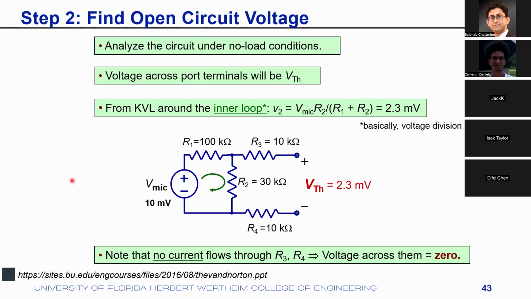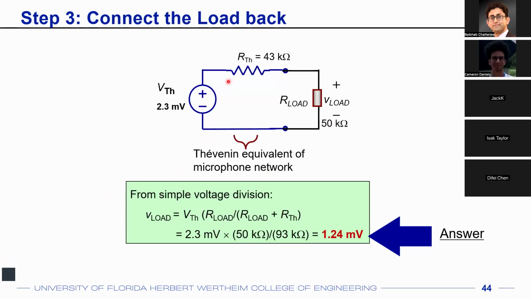Okay, now that you have the idea about both the voltage and the resistance, we are going to just consider the Thevenin equivalent voltage of 2.3 millivolt because that's what our black box gives us. You connect the Thevenin equivalent resistance, which you calculated to be 43 kilo, because again, that's what our black box gives us. And then you connect back the load. Your load was 50 kilo. That's the input resistance of the audio amplifier. Now you have a simple voltage division once again, and that voltage division will give you 1.24 millivolt as the final answer that is available to your audio amplifier.